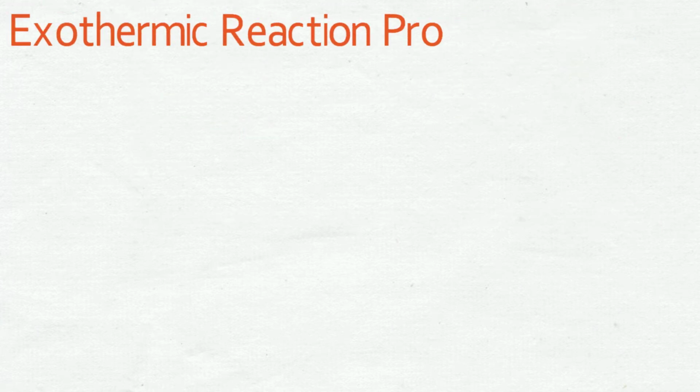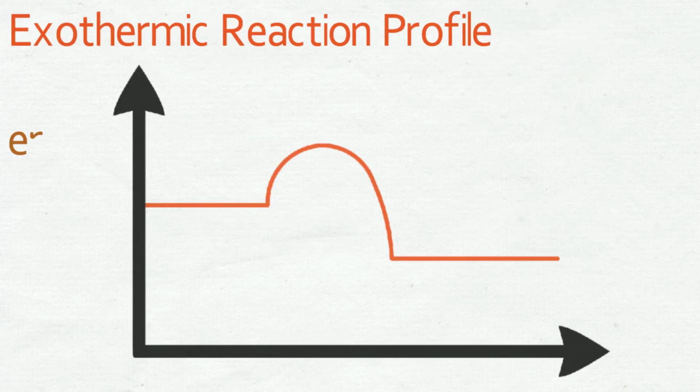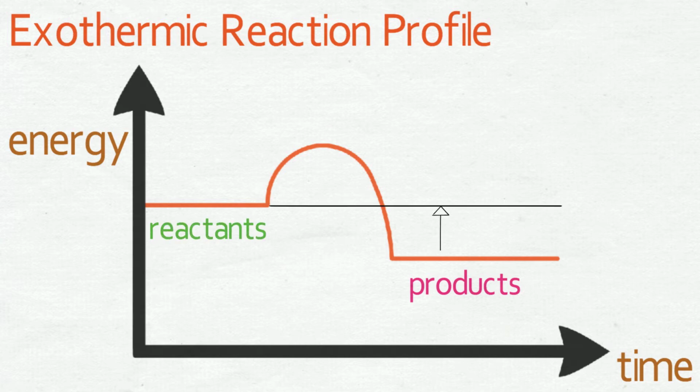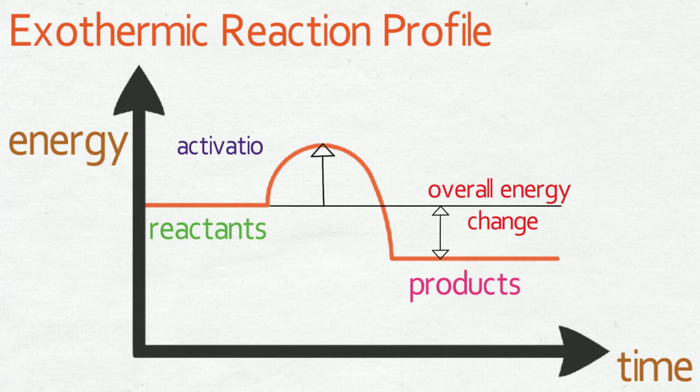Let's now have a look at an exothermic reaction profile. Exothermic reactions give energy out to their surroundings. This energy is usually in the form of heat. As energy is given out, the energy of the products will be less than the energy of the reactants. This means that the overall change for an exothermic reaction is negative. We can also see on the reaction profile the activation energy that is required, and this is the energy that is needed to kick-start the reaction.